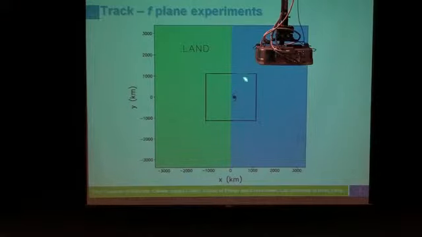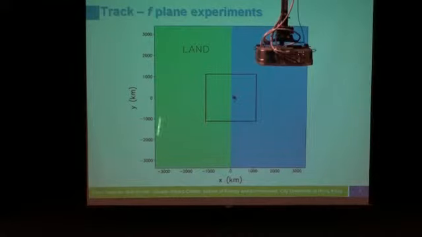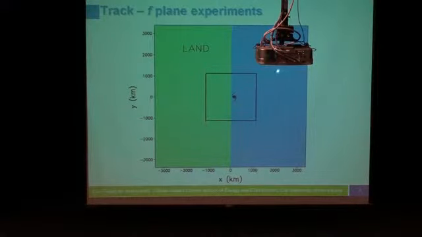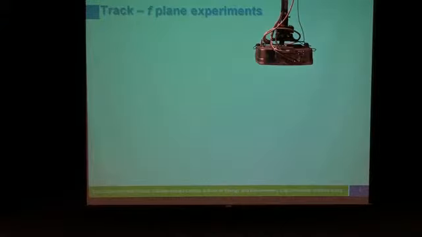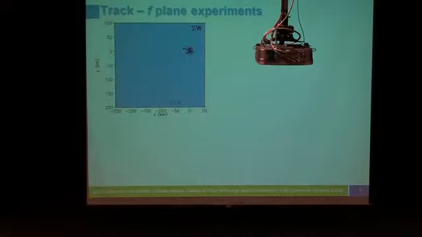This is an F-plane experiment in which you have land to the west of the domain and sea in the eastern part of the domain. This is the nested grid, and we'll put a storm about 150 kilometers prior to landfall, next to the east of the land. If it's an F-plane, then we should expect no movement.